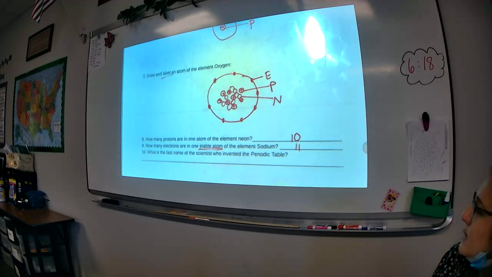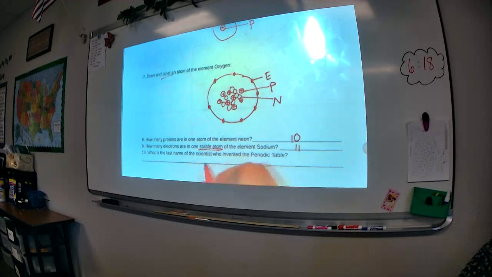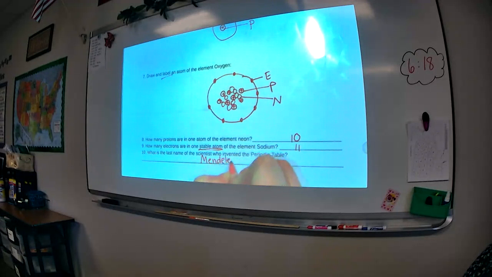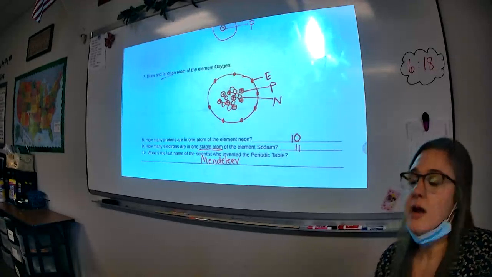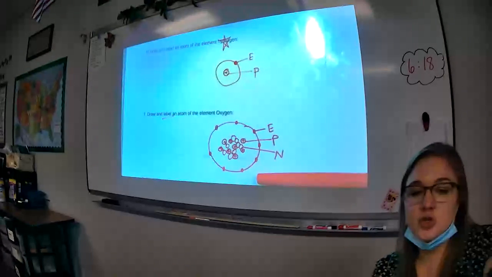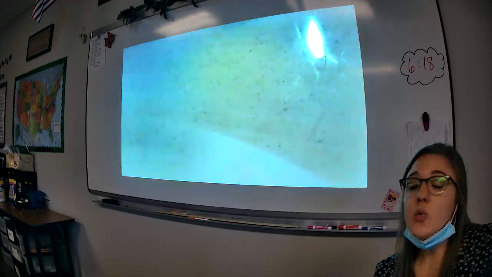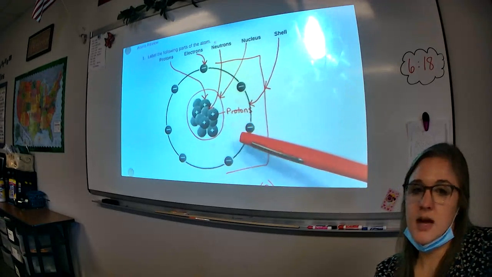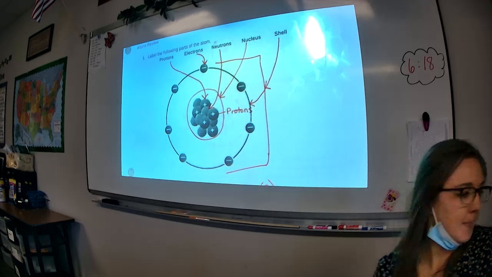What is the last name of the scientist who invented the periodic table? Brian? Mendeleev. Very good. Hold on. You get to your question in 1 second. These drawings right here, you will not have to draw an atom like this on the quiz. You will have to label the parts, however, like this, as well as match the vocab. Okay? All right.